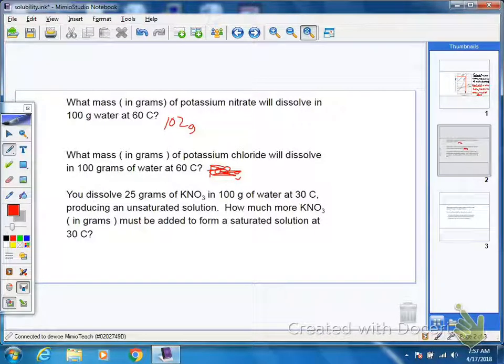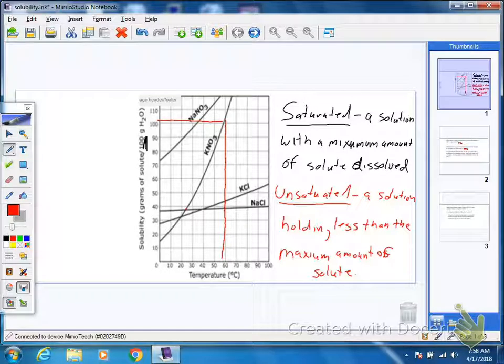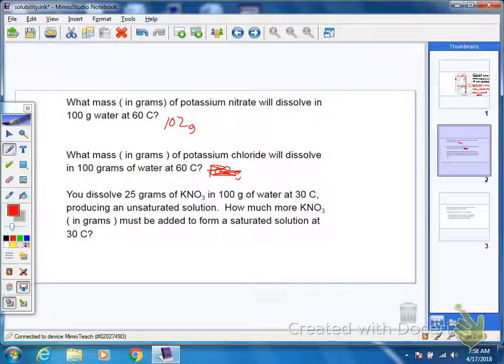The next one's asking about potassium chloride. Same temperature. So potassium chloride, same temperature, we go up, same line, and over. Looks like to be about 45 grams. So you can dissolve quite a bit less of that. It's just its nature doesn't allow you to dissolve as much saturated. So that'd be about 45 grams.